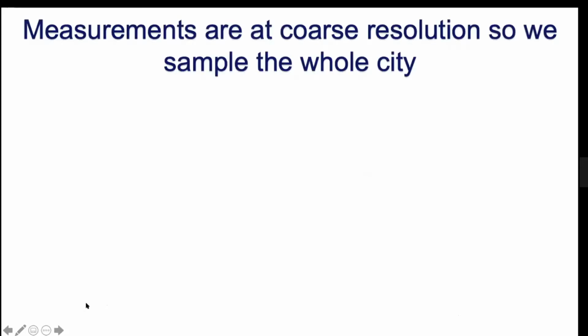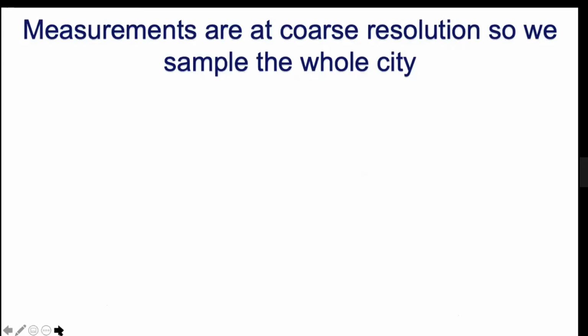Now, before we start using the satellite observations, the first step is to note any caveats or limitations. So satellites do have two limitations. The first one is they're at a coarser spatial resolution. So in that case, we need to sample the whole city.